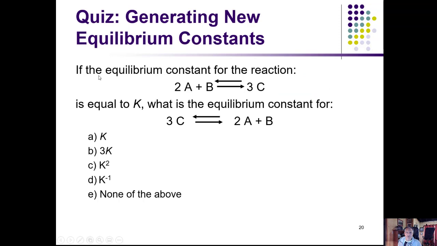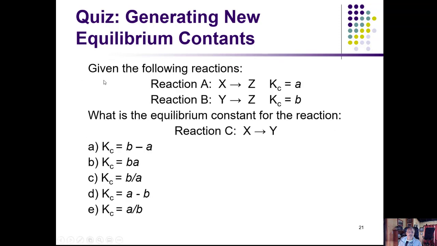So I'll just give you a quick hint here. If the equilibrium constant for this reaction is equal to K, what is the equilibrium constant for this one? Well, this just looks like the reverse. So we've talked about what to do with that, okay? And you can answer that in class. And then here is a harder one.